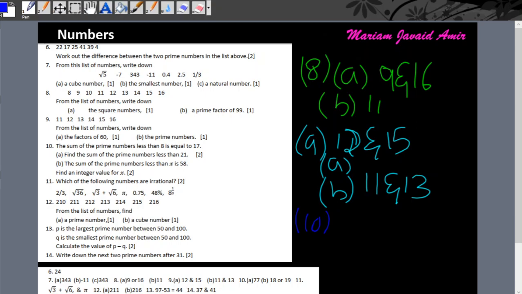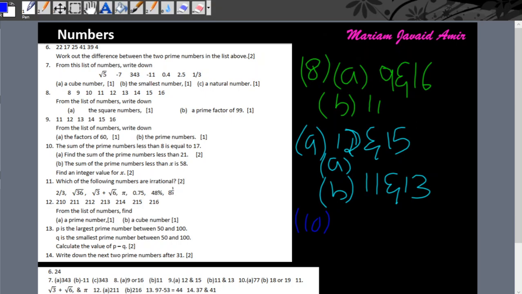Okay, so let me reread the question. The sum of prime numbers less than 8 is equal to 17. So all prime numbers that are lesser than 8 sum up to 17. So find the sum of the prime numbers lesser than 21.